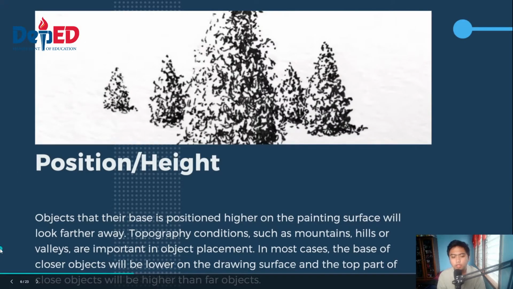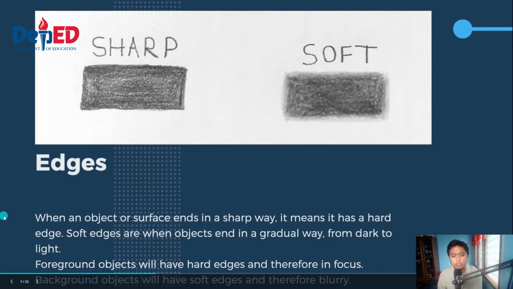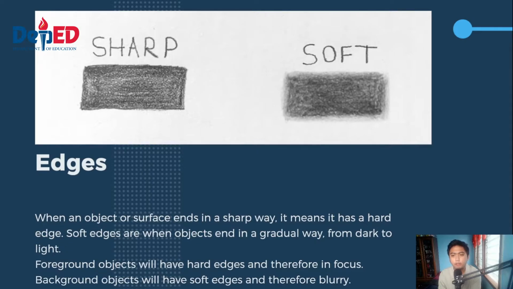Then we have height. Objects whose base is positioned higher on the painting surface will look farther. It's in conjunction with the size earlier. Let's say it's a mountain, it's farther away, so you need to make it smaller and a little bit higher. Then edges: the farther your object is from the foreground, the smoother the edges are, while the nearer the object is from your perspective, or in the foreground, your edges are sharp. When we say sharp, it's a bit more detailed than soft.